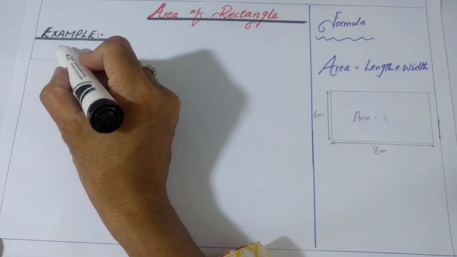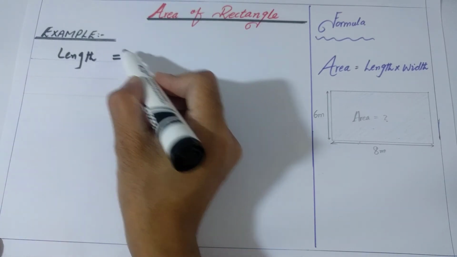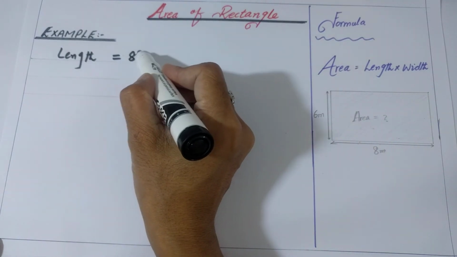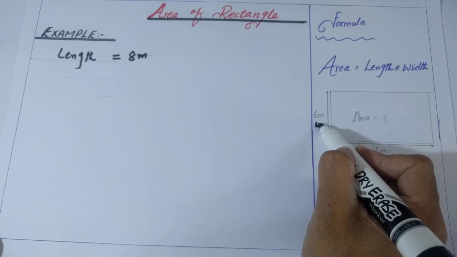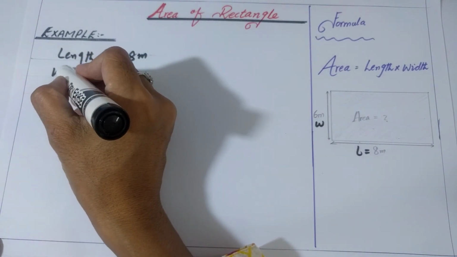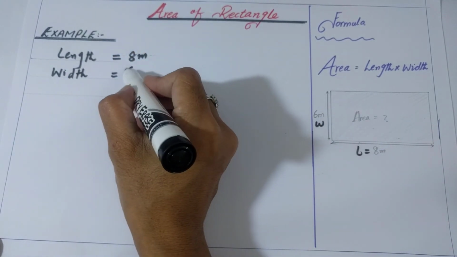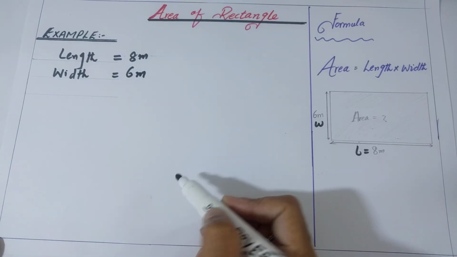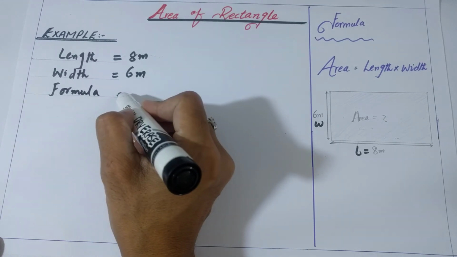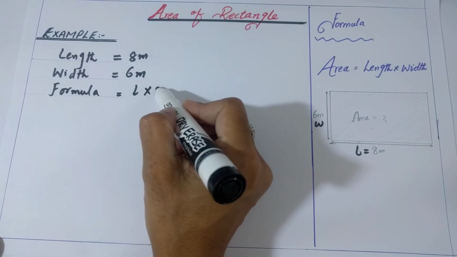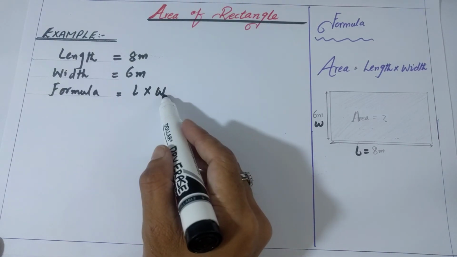Let's start the example. What is the length? Length is equal to 8 meter. This one is the length and this one is the width, width or breadth, you can use both words. Width is equal to 6 meter. So what is the formula? Formula is length multiplied by width. You can use just letters to represent the length and width.